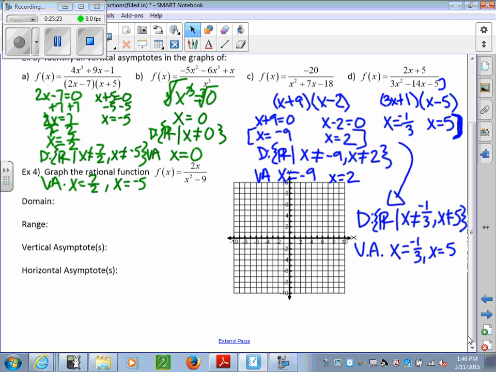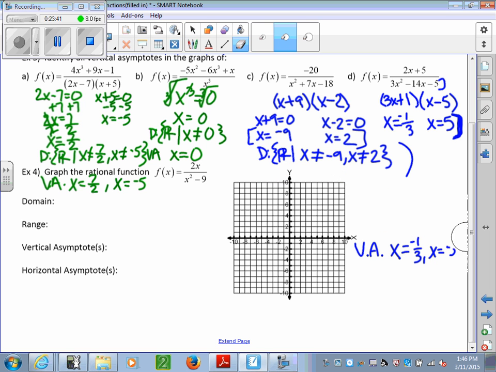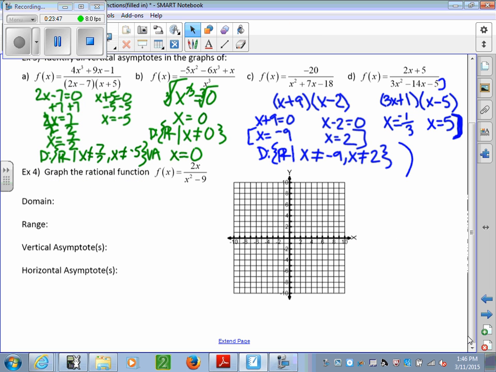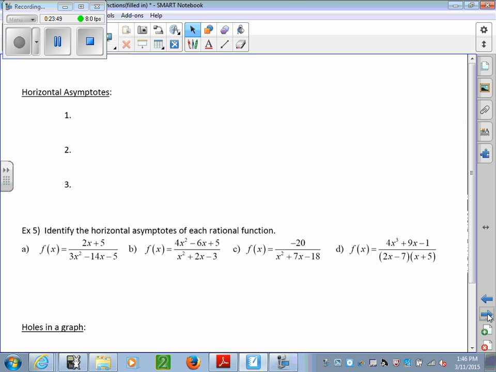Okay, let's go over graphing. We're gonna do this one kind of quick. Actually, I'm not gonna go over this one. We did this one in class, so I'm not going to go over it. Let's go on to the rules for horizontal asymptotes.